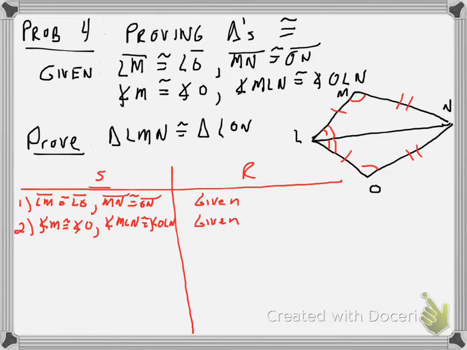Problem 4 talks about proving triangles congruent. They give us a bunch of givens, so I've already started my statement and reason box down there and listed the givens in there. What they say is LM is congruent to LO and MN is congruent to ON. Those are our sides. So we have 2 of the 3 sides congruent, so we need the third side. And then they tell us angle M is congruent to angle O, and angle MLN is congruent to angle OLN. So it's 2 out of 3 angles and 2 out of 3 sides. We need to get the third angle and the third side into our proof.